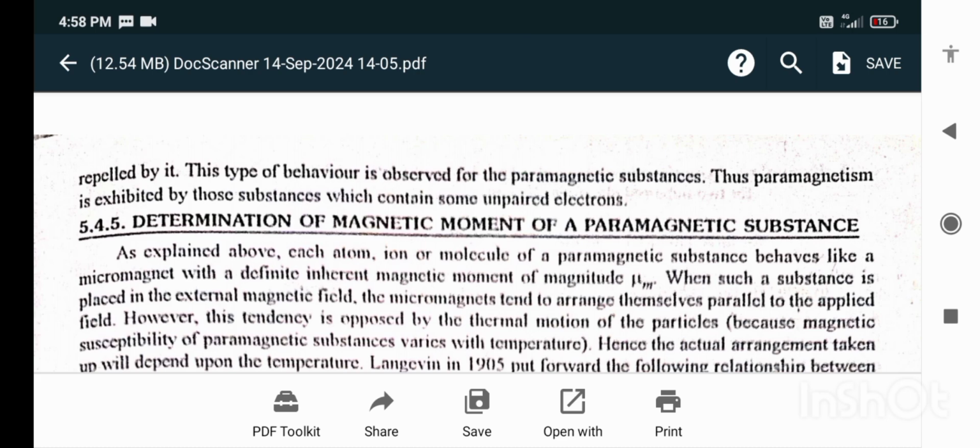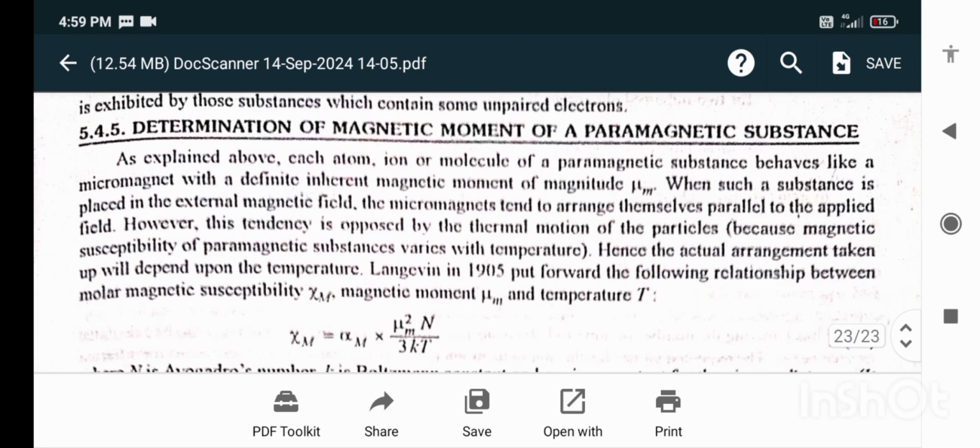When such a substance is placed in the external magnetic field, the micromagnets tend to arrange themselves parallel to the applied field. However, this tendency is opposed by the thermal motion of the particles, because magnetic susceptibility of paramagnetic substances varies with temperature. Hence, the actual arrangement taken up will depend upon the temperature.